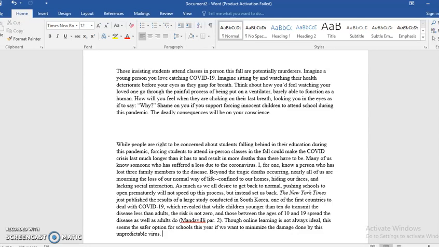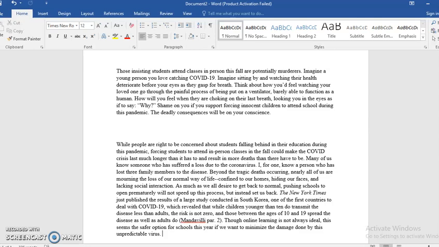The New York Times just published the results of a large study conducted in South Korea, one of the first countries to deal with COVID-19, which revealed that while children younger than 10 do transmit the disease less than adults, the risk is not 0. And those between the ages of 10 and 19 spread the disease as well as adults do. Though online learning is not always ideal, this seems the safer option for schools this year if we want to minimize the damage done by this unpredictable virus.